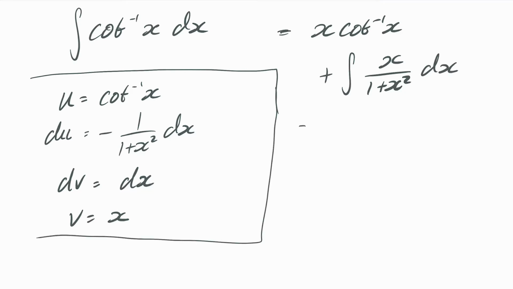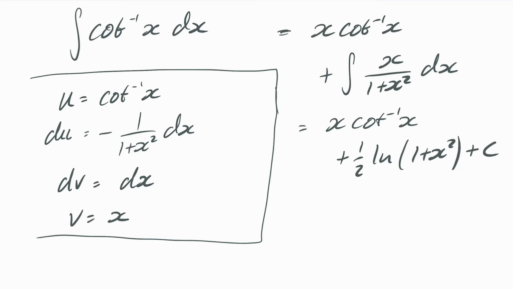This second integral I can do using substitution, and that works out to be a half log of 1 plus x squared. And we can use a substitution there because x is the derivative of 1 plus x squared.